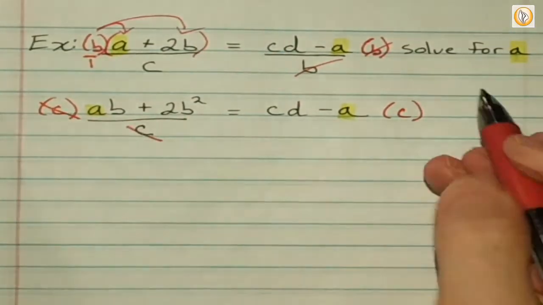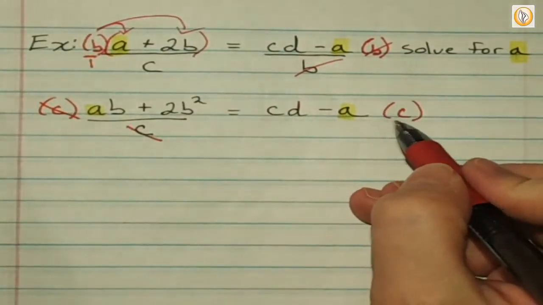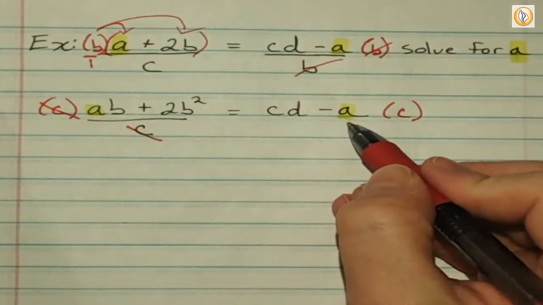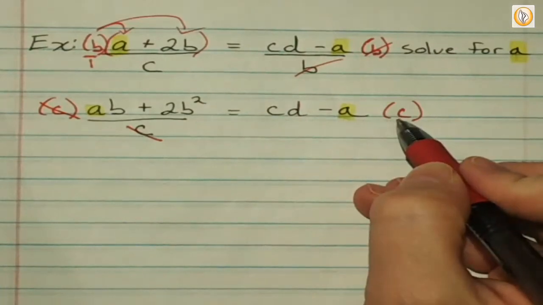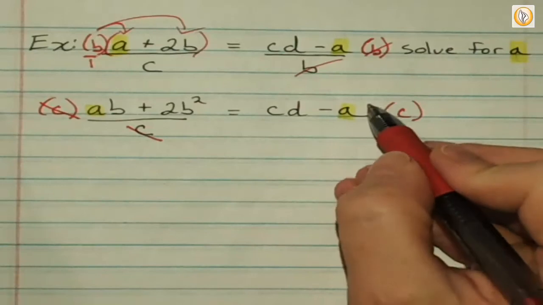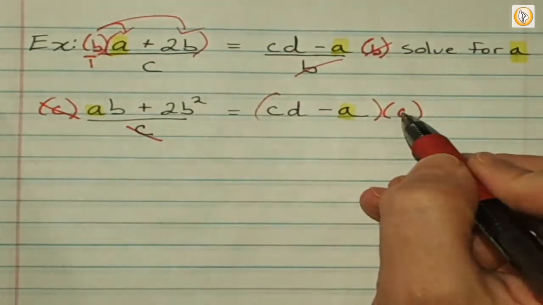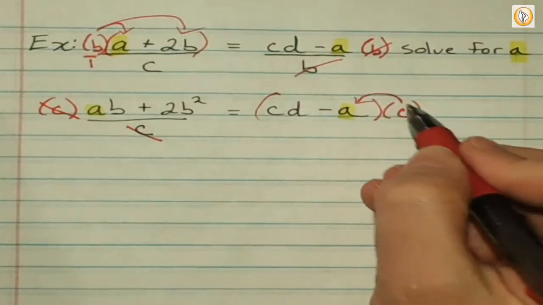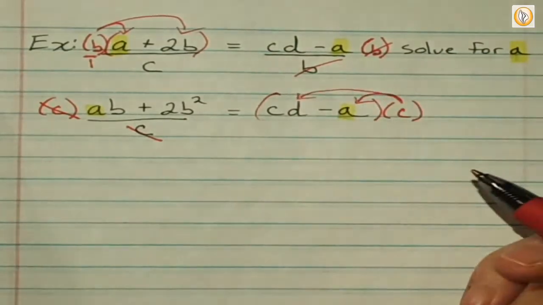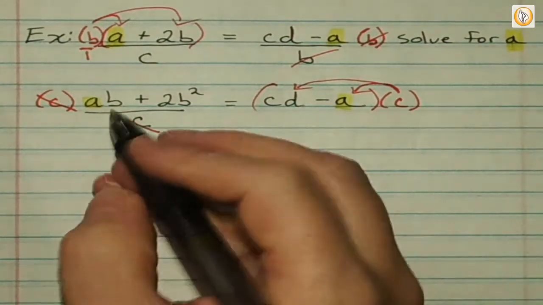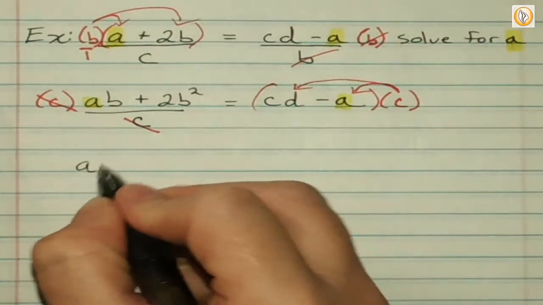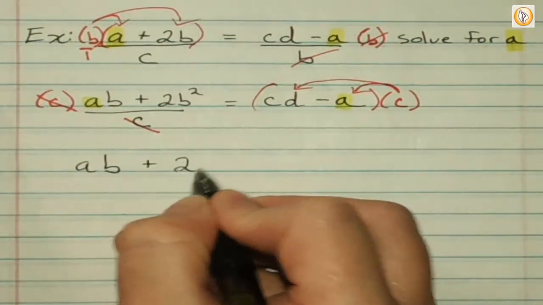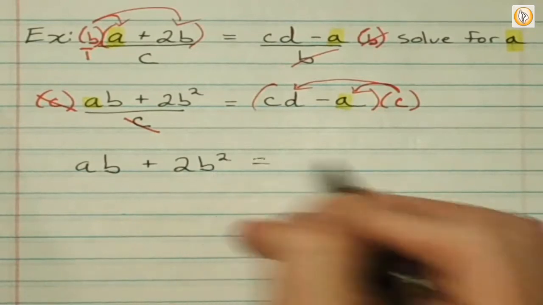These cross out, but just like over here, am I doing C times A? Yes. No matter what, you're doing all of it. It's C times this whole thing. So it's going to be C times negative A and C times CD. So over here, we've canceled that out, so I have AB plus 2B squared equals.